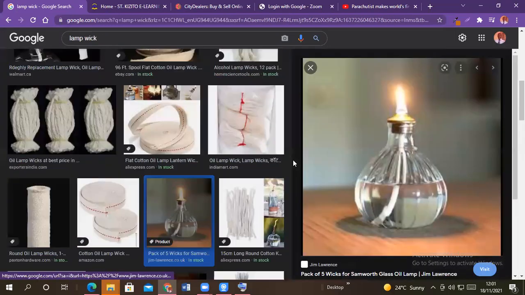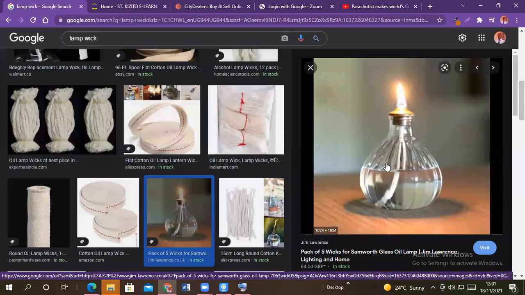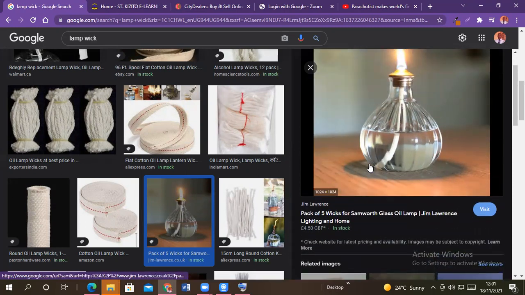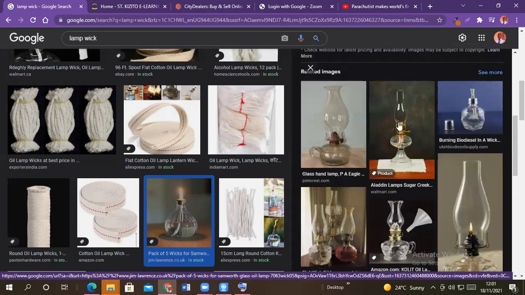Now there is an example here. So we need something like this. This is now a lamp. So the liquid rises through the lamp wick. What causes it is capillarity. The kerosene will rise and then you have fire, or you have light. Something like that.